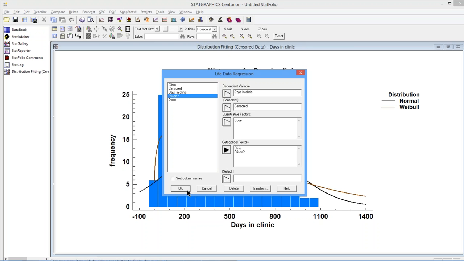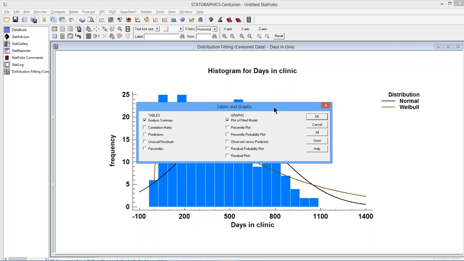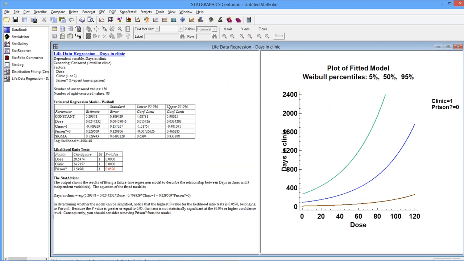Okay? That's my model. On the next screen, it's going to ask, do I want to fit a first order model or a second order model? First order model will have just main effects. Second order model will have interactions as well. And there's an exclude button, incidentally, where I could exclude particular terms. I also need to specify, though, when I'm doing this fit, what distribution I want to assume for deviations around the regression line. And the Weibull distribution actually does the best job in this case. So it's going ahead now, and it's fit that life data regression.